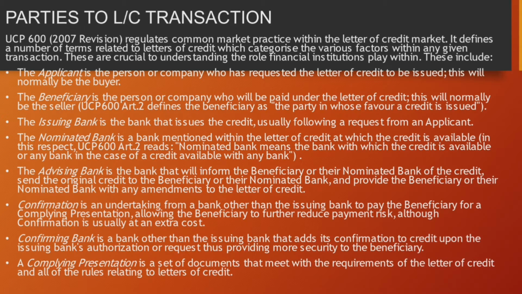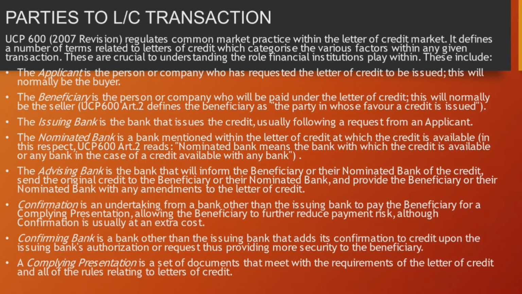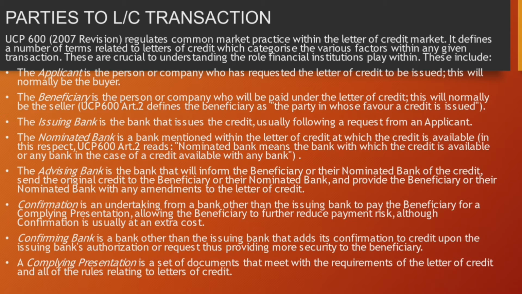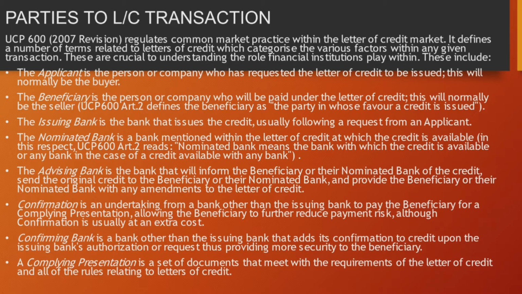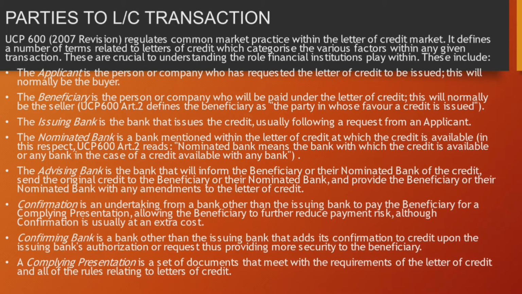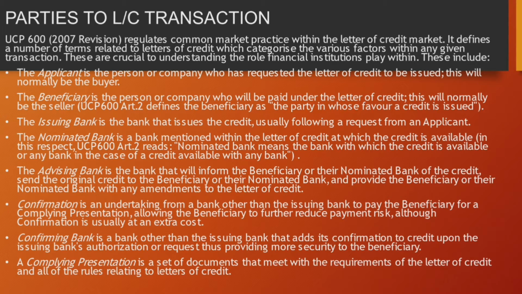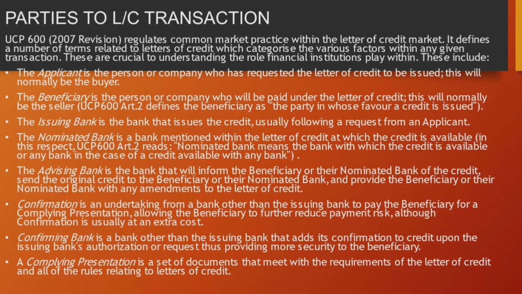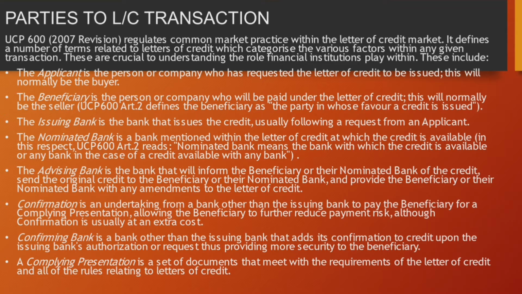The advising bank is the bank that will inform the beneficiary and their nominated bank of the credit, send the original credit to the beneficiary or their nominated bank, and provide them with any amendments to the letter of credit. Confirmation is an undertaking from a bank other than the issuing bank to pay the beneficiary for a complying presentation, allowing the beneficiary to further reduce payment risk, although confirmation is usually at an extra cost.